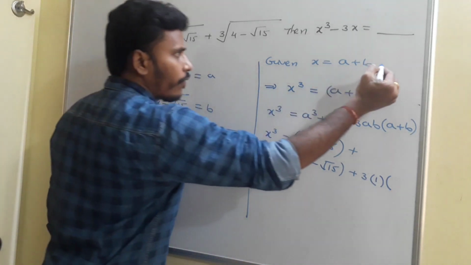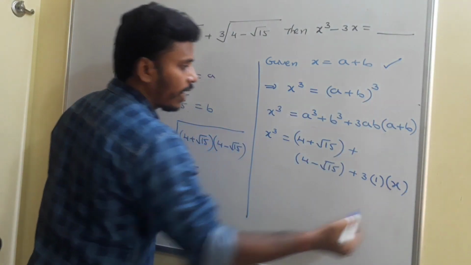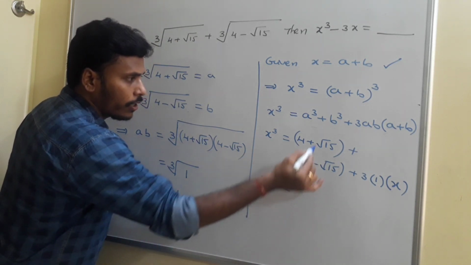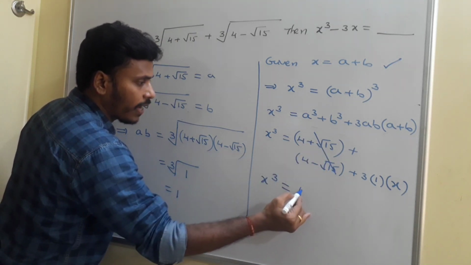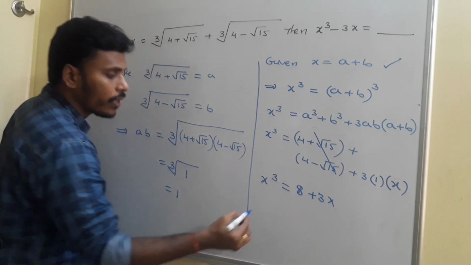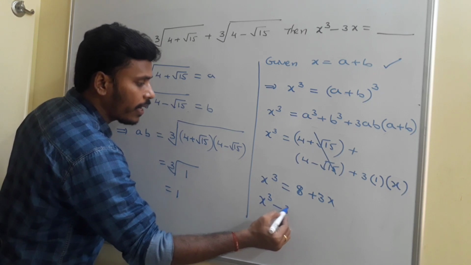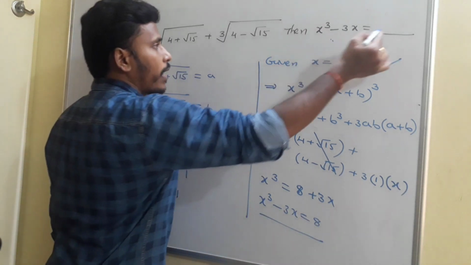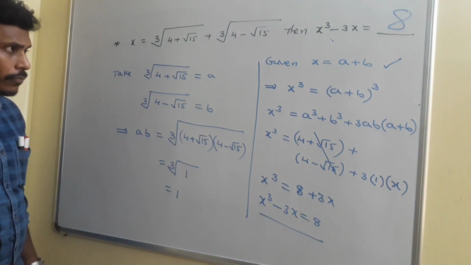See, already we have a plus b as x, no? So take it as x. Now, x cube equals this, plus root 15 minus root 15 cancel. You are left with 8 plus 3x. Now send that 3x to this side: x cube minus 3x is equal to 8. Here they ask you to find x cube minus 3x, and the answer for the problem is 8.